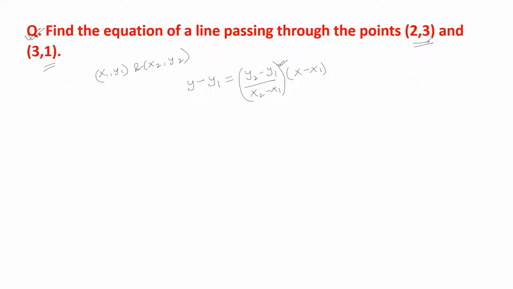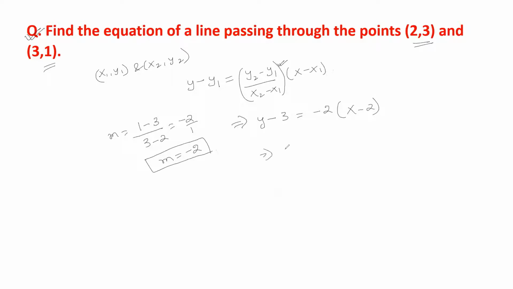Here, the 2 points are given to be 2, 3 and 3, 1. So the slope of the line would be simply 1 minus 3 upon 3 minus 2, which would be minus 2 by 1, that is minus 2. So the slope of the line is minus 2. So the equation of the line would be simply y minus 3 equals minus 2 times x minus 2.